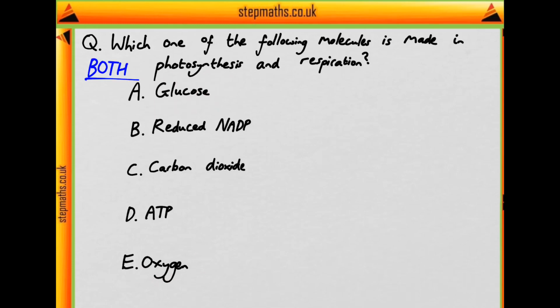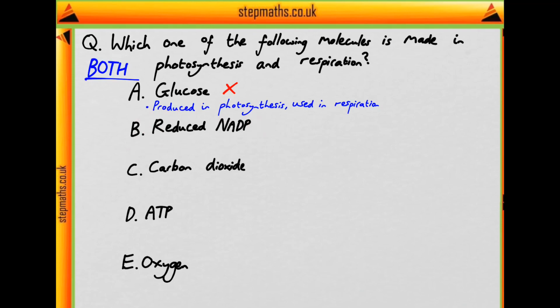So is glucose a molecule which is produced in both photosynthesis and respiration? Well, glucose is produced in photosynthesis. It's produced from that excess triose phosphate from the Calvin cycle, but glucose is actually used up in respiration in glycolysis. So glucose isn't our answer.